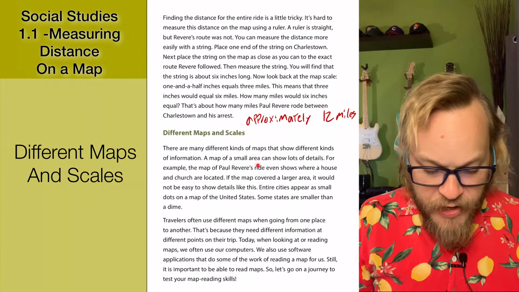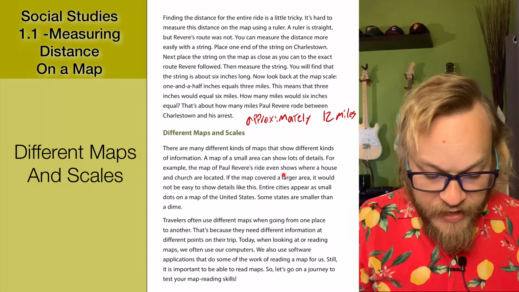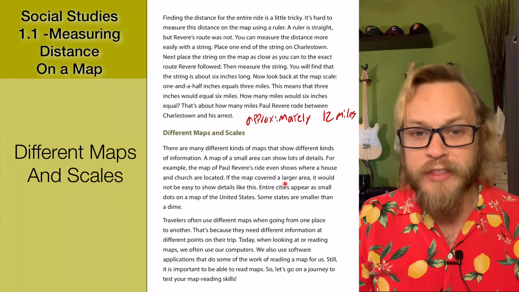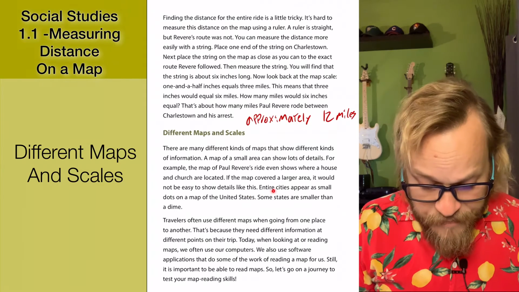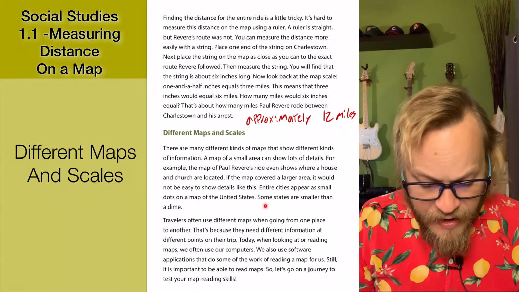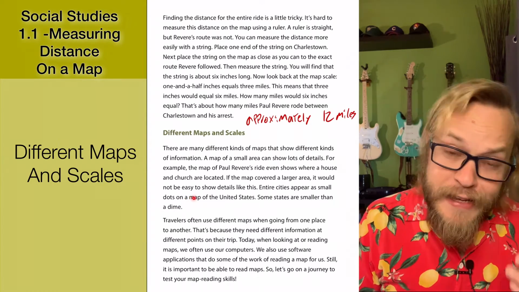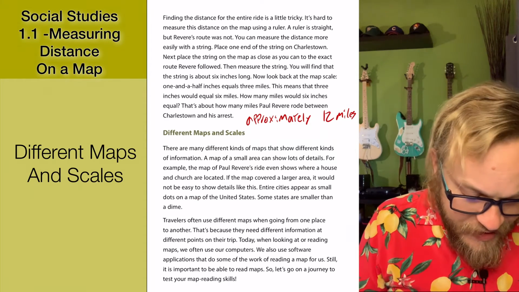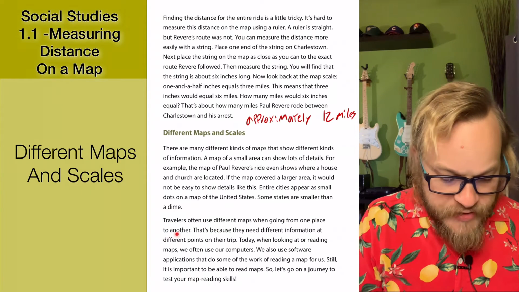A map of a small area can show lots of details. For example, the map of Paul Revere's ride even shows where a house and a church are located. If the map covered a larger area, it would not be so easy to show details such as this. Entire cities appear as small dots on a map of the United States. Some states are smaller than a dime, especially states like Connecticut, Delaware, New Hampshire, Vermont, those smaller New England states on the East Coast. Travelers often use different maps when going from one place to another.